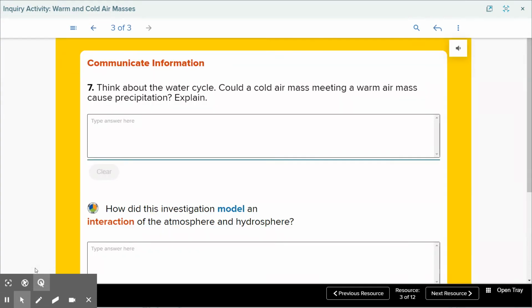Okay, let's complete the Communicate Information. Question 7 says, think about the water cycle. Could a cold air mass meeting a warm air mass cause precipitation? Explain. Pause the video and do so. One answer is yes, it could. The warm air mass would rise over the cold air mass and cool. This would cause the water vapor to condense and fall as precipitation.